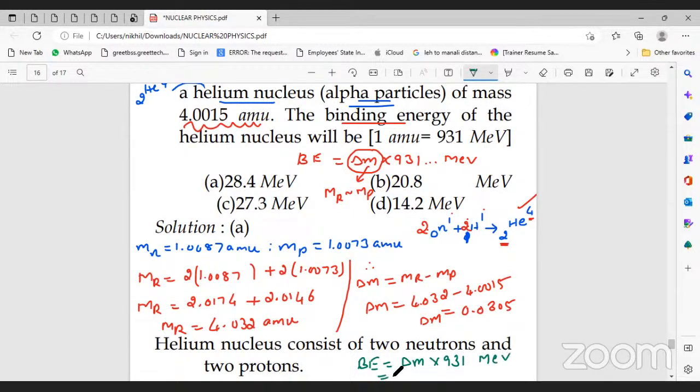You know that delta M is 0.0305, into 931, which is equal to how much? If you multiply that with 931, approximately you are going to get 28.39, or 28.4 mega electron volt. So you can go with option A, that is 28.4 mega electron volt.